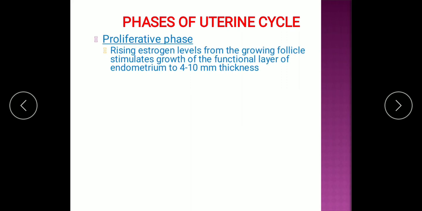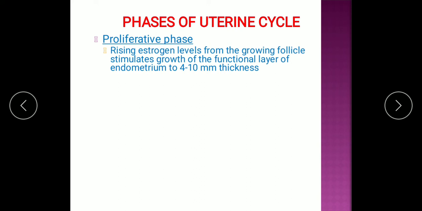Next one, phases of the uterine cycle. Previously, phases of the ovarian cycle. Then next, phases of the uterine cycle. The phases of the uterine cycle are classified into three types. First phase, proliferative phase.